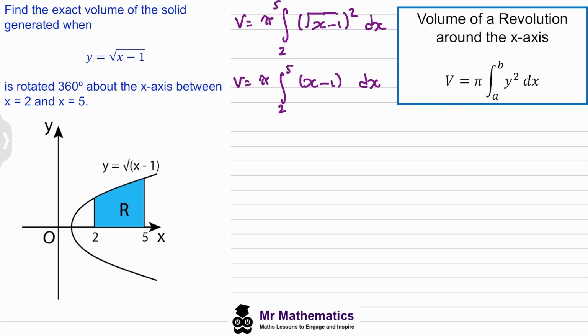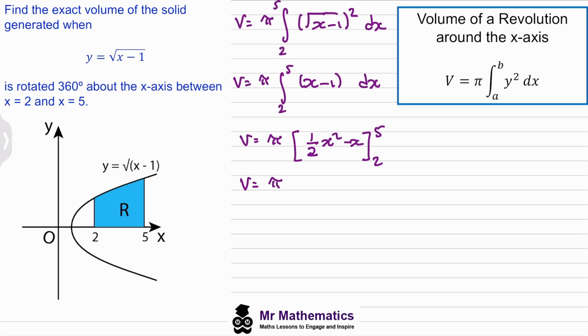Now all we need to do is integrate this x minus 1. So the volume will be pi. We integrate x minus 1, we get 1/2 x squared minus the x, and the limits are 2 to 5. Now we substitute in these limits.